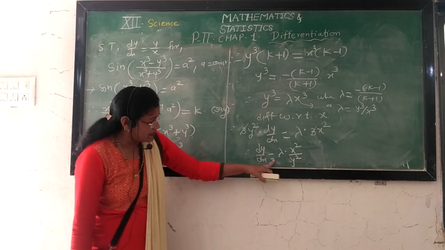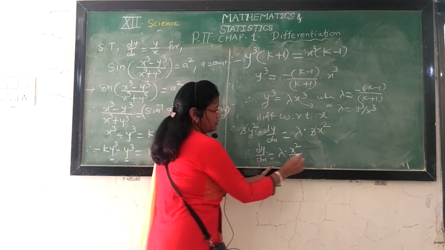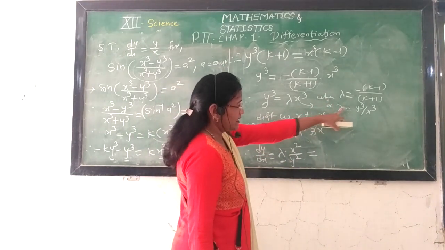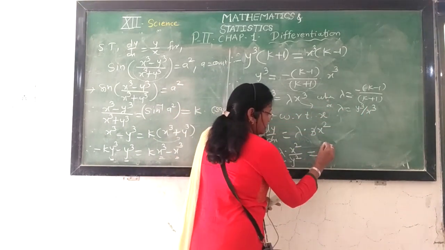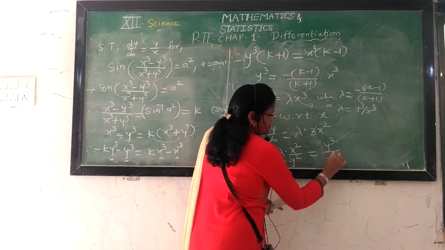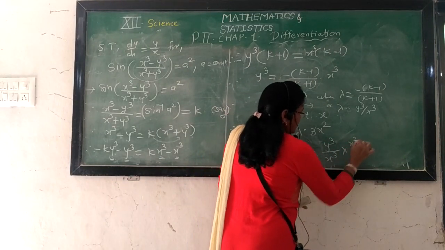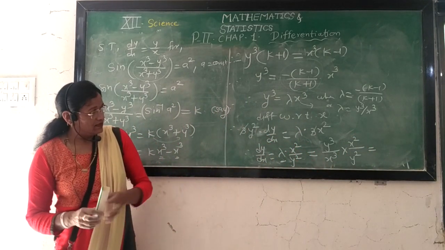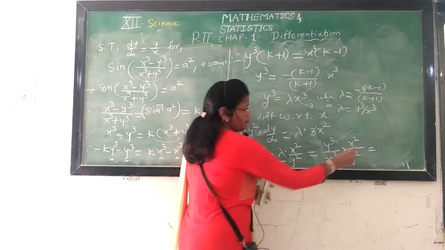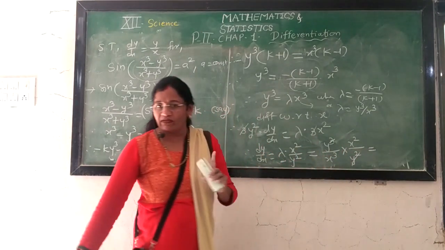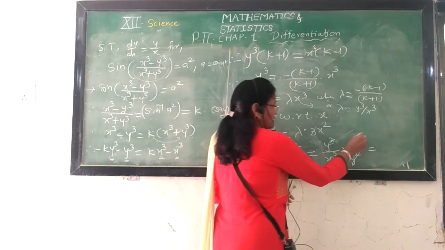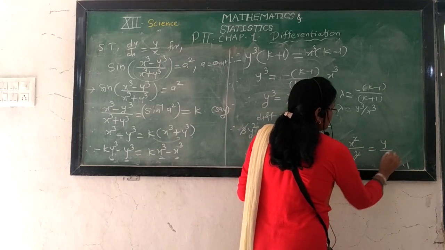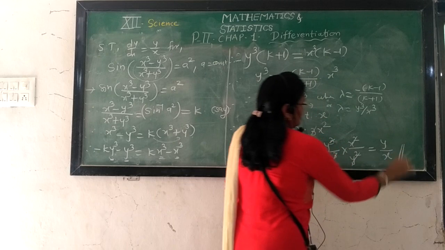So dy by dx is equal to lambda times x square upon y square. But what is the value of lambda? From this we get the value of lambda in terms of y and x. So we get y cube upon x cube multiplied by x square upon y square. Here y square cancels, only one y remains, and x square cancels, only one x remains. So the final answer is y upon x.